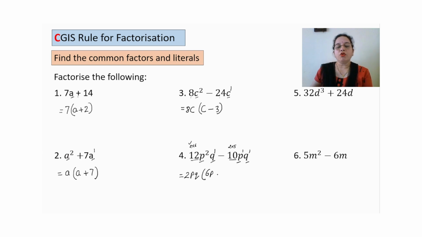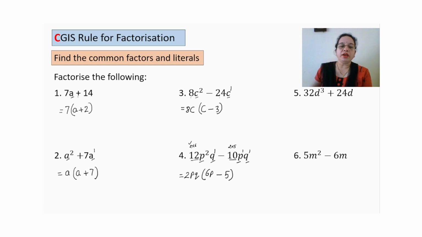Okay. So now the minus sign is there. So 2 5s are 10. P and P already we have taken common. Q, and this is also only one Q we have taken common. So the factors will be 2PQ in bracket 6P minus 5.